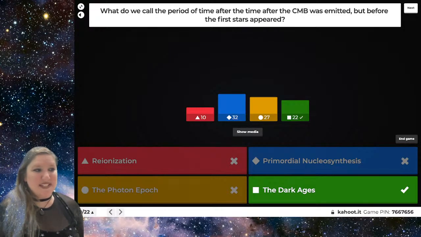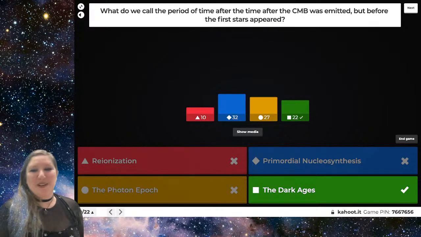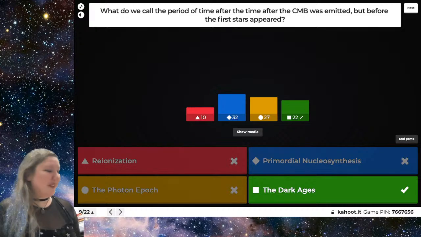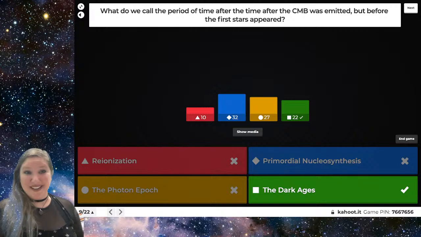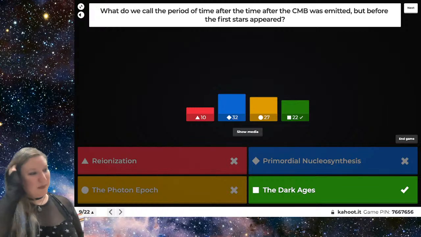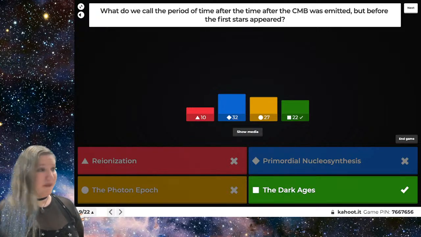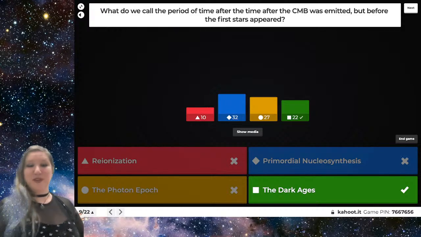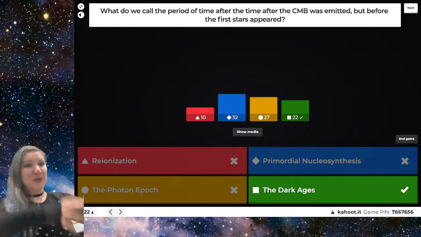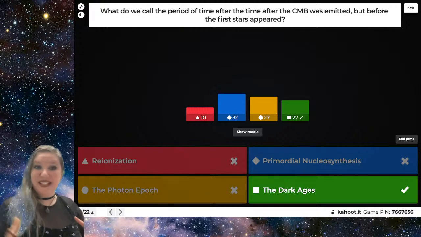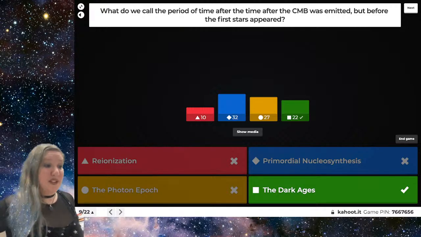And the correct answer is the Dark Ages, which is a less fancy sounding name than these other names, but it is an accurate name because during this period of time, you didn't have a lot of light being emitted, and the first stars hadn't formed, so the universe wasn't very bright, so we call it the Dark Ages. And all the universe was doing at this time was mostly just this gas that was cooling down and slowly coalescing into what would become the first stars.